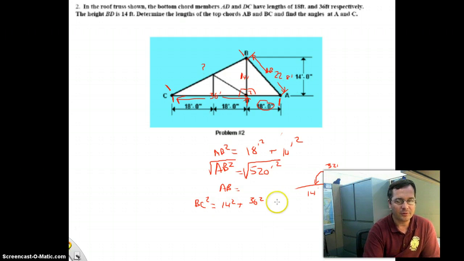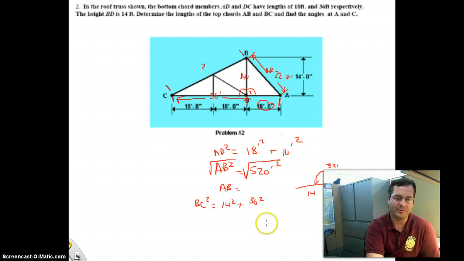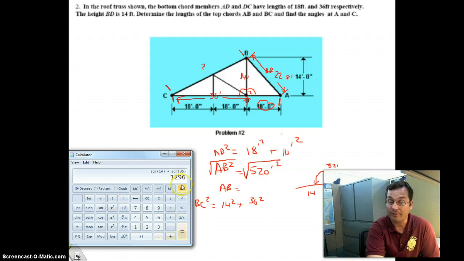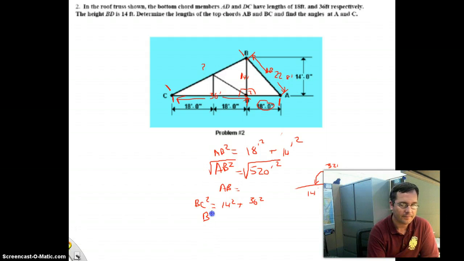And you can start to kind of think about reasonable numbers, you know, like 40 squared is 1600. So when I square 36, I should get something close to but less than 1600. So again, that 14 squared, you'll recall, is 196, plus 36 squared, 1296, so it's less than 1600, but it's in the ballpark. So BC squared equals 1492. So we could write that down here. 1492. And again, square root both sides.